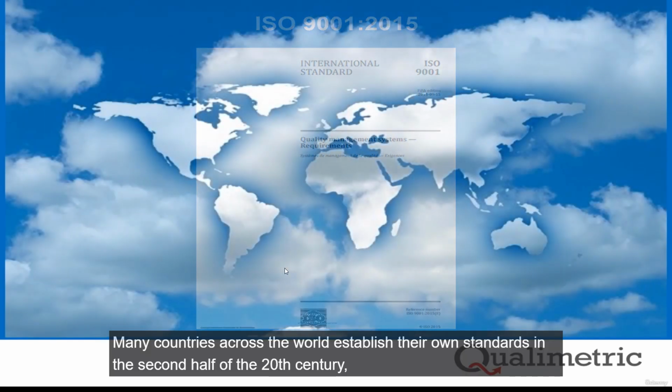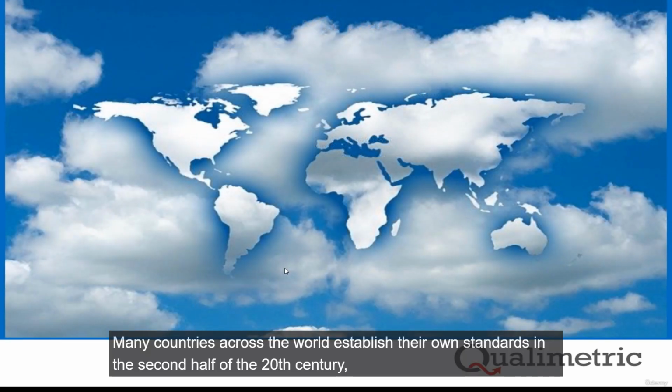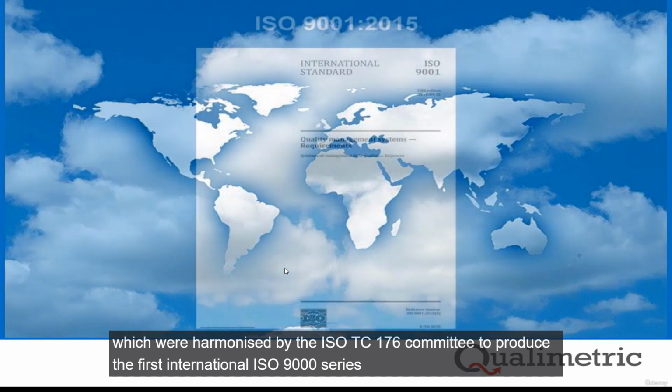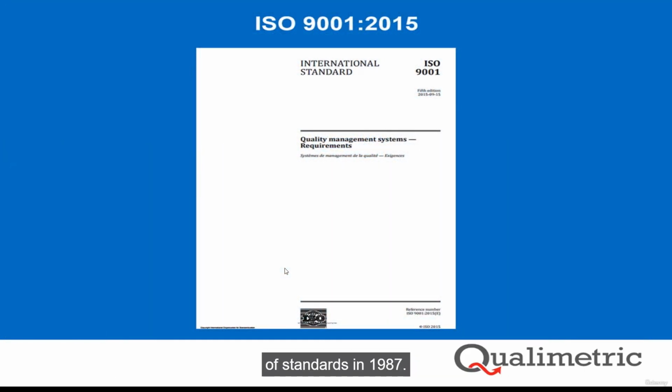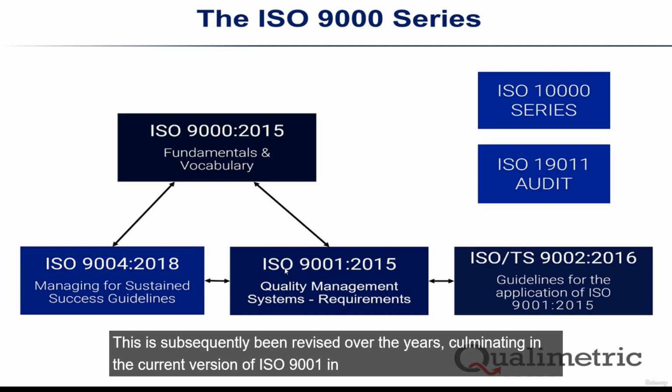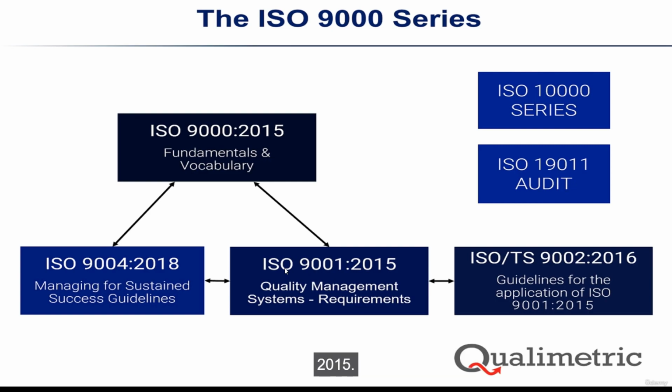Many countries across the world established their own standards in the second half of the 20th century, which were harmonised by the ISO TC 176 committee to produce the first international ISO 9000 series of standards in 1987. This has subsequently been revised over the years, culminating in the current version of ISO 9001 in 2015.